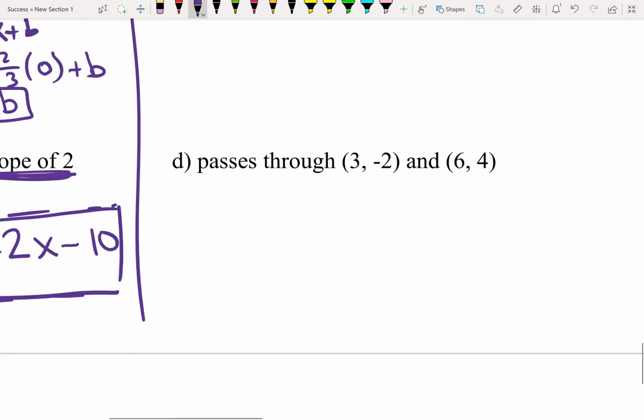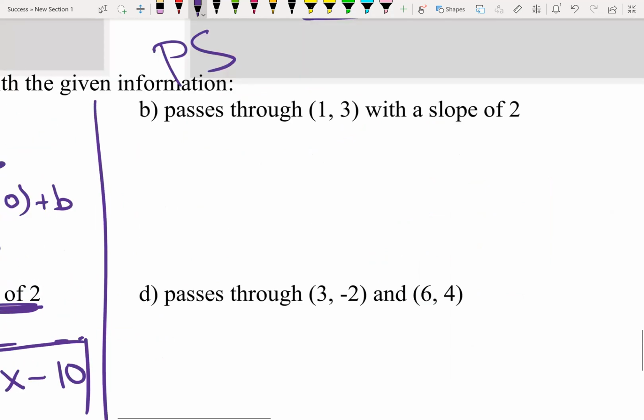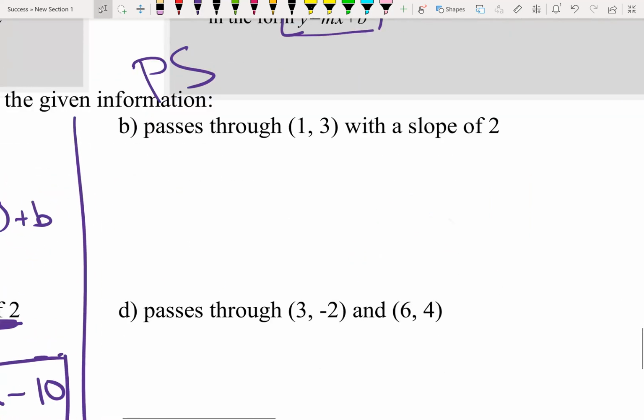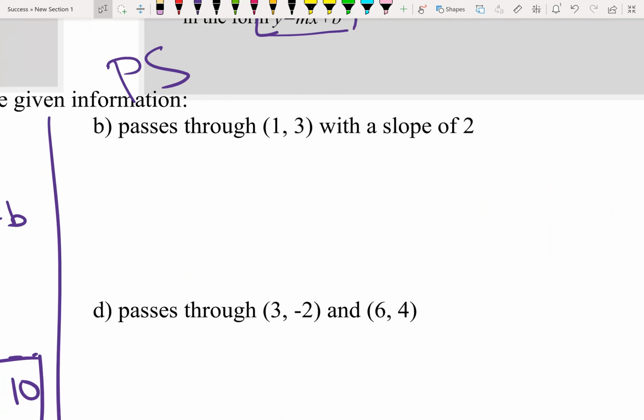Now let's try some of these point slope forms. For the first one, it says we want the equation of a line that passes through the point 1, 3 with a slope of 2. So remember, here's my equation. We've got y minus y1 equals m times x minus x1.